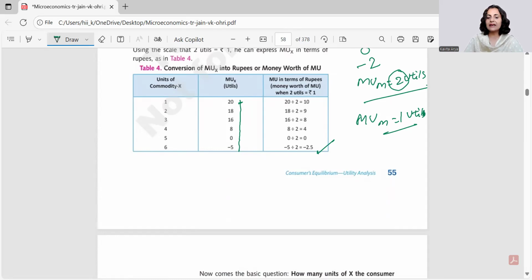Right. So what is the header? Here you are saying this is the marginal utility obtained in terms of rupees. Okay. So here they say this is the number of units consumed by the consumer, and these are the marginal utility spent.